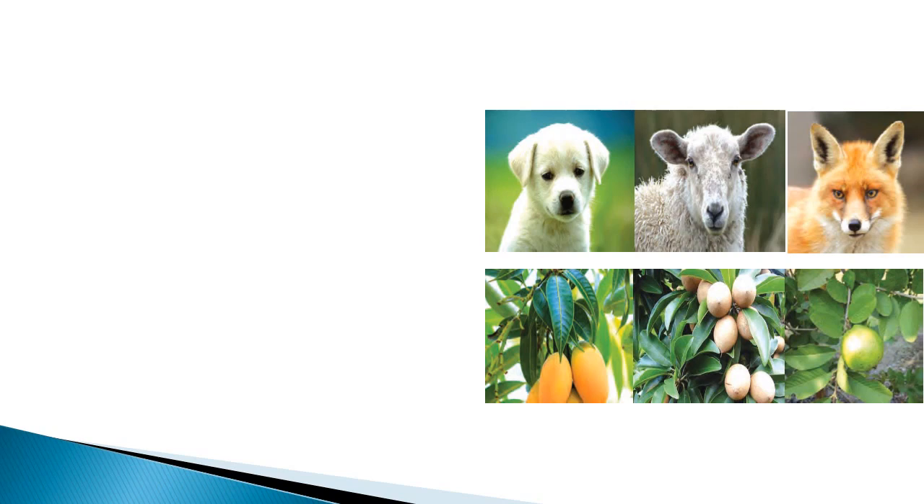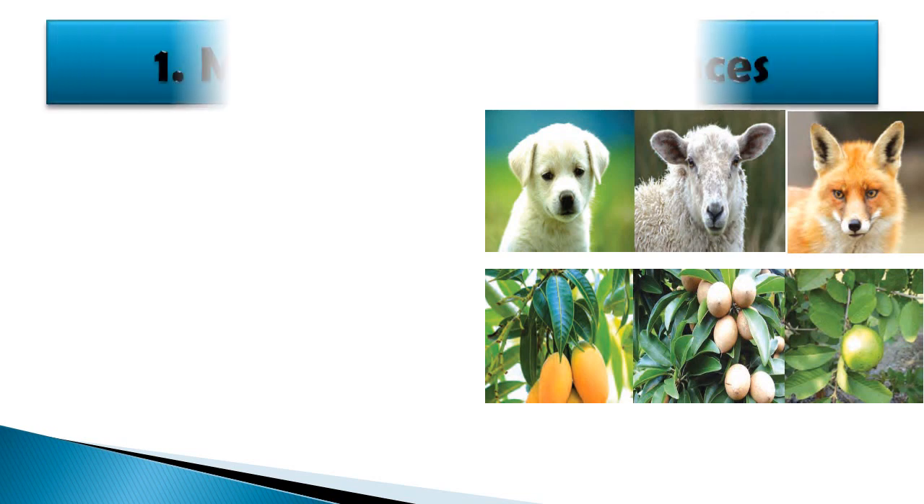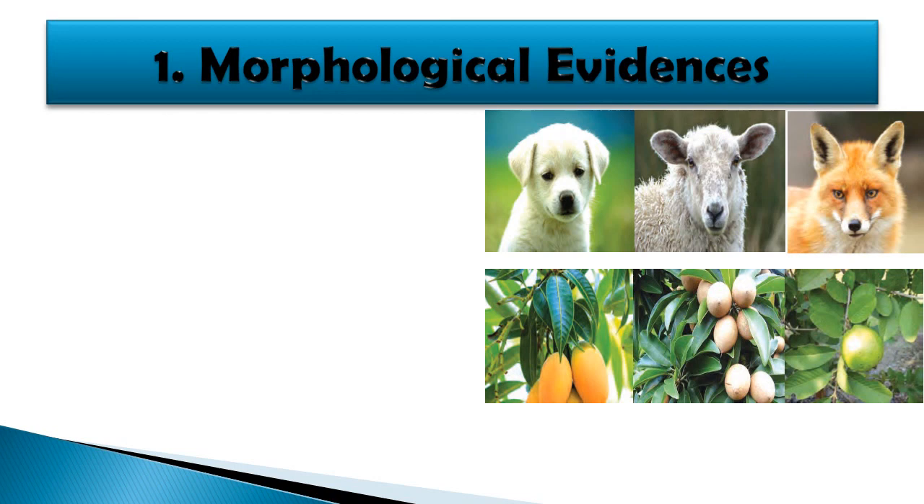Okay, so first, student, observe the images I have put on the screen and note the similarities between the given animal images and plant images. Do you observe some similarities? So these are morphological evidences. Okay, and morphological means their structural, their outer appearance, evidences among their outer appearance. Okay, physical appearance.